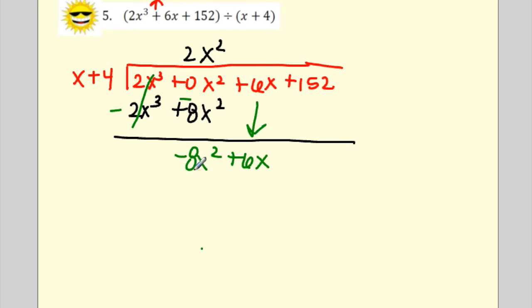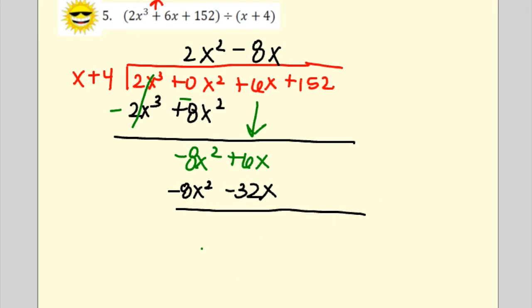x times what gives you negative 8x squared? It's going to be negative 8. And x times what gives you x squared? x times x. So negative 8x times x is negative 8x squared. Negative 8x times 4 gives me negative 32x. Then remember, we always change our signs, because we multiply by a negative or we subtract them. These will cancel. This will give me 38x. Bring down 152.